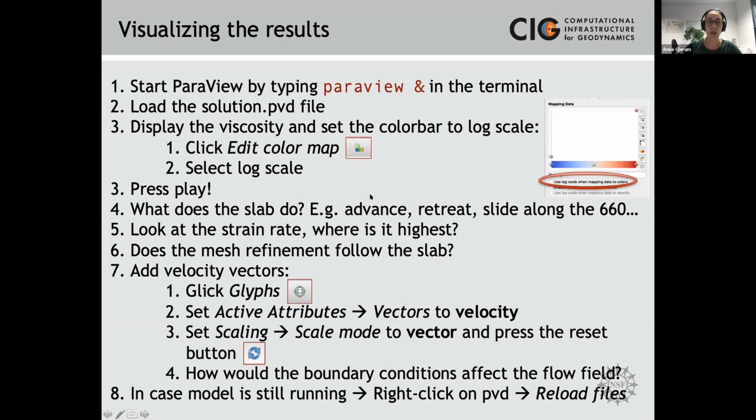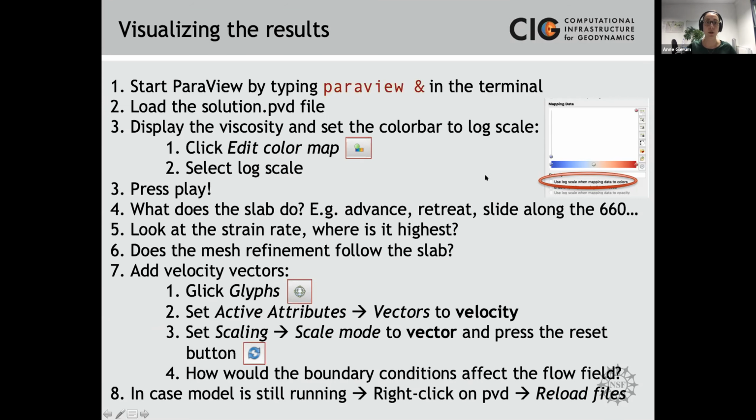What is interesting, or the easiest way to look at the model evolution, is to actually display the viscosity. And you can do that by selecting the viscosity parameter and then click Edit Color Map, and there you can select Use Log Scale. And this is the nicest way to look at viscosity.